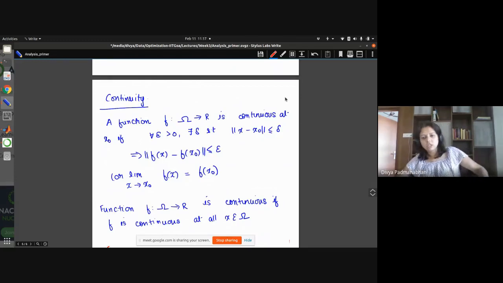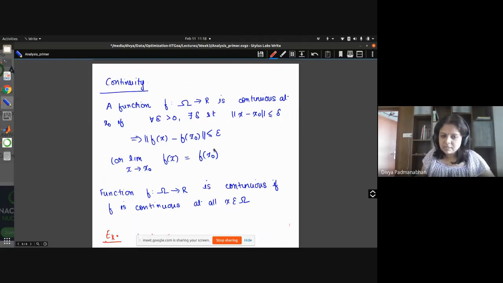So continuity of functions. When you say a function is continuous at a point x naught, if you take every epsilon in the function space, then you can find some delta, some region around x naught, such that whenever x is within some delta of x naught, f of x is within epsilon of f of x naught. Sometimes you wonder why the math is defined in this way, but it's just to say that as you approach x naught in the limit, you will reach f of x naught.